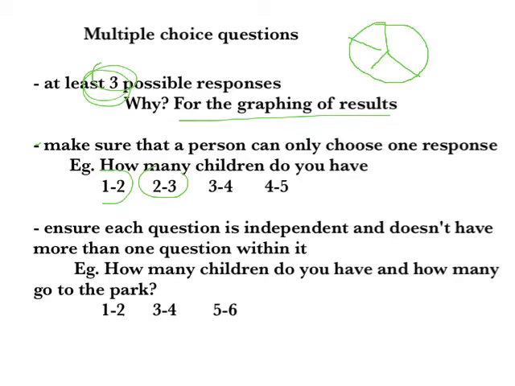You've got to ensure that each question is independent and doesn't have more than one question. For example, how many children do you have and how many go to the park? Well, does the respondent have 2 children and do both go to the park, or maybe they've got 3 children? So this is a very confusing question. You need to make sure that the question really just has one part to it. What you would do is say, how many children do you have, and break it there, and then how many go to the park would be a separate question.